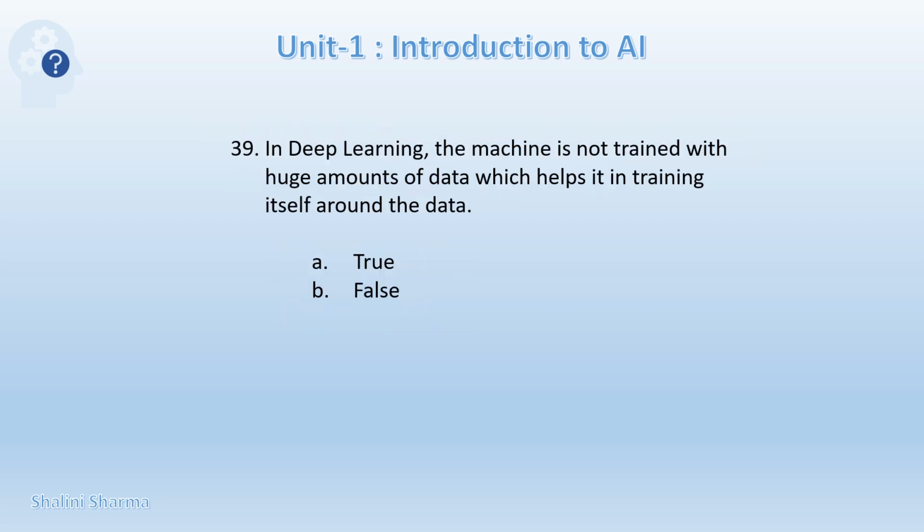39. In deep learning, the machine is not trained with huge amounts of data, which helps it in training itself around the data. Is this true or false? The correct option is B, which is false.